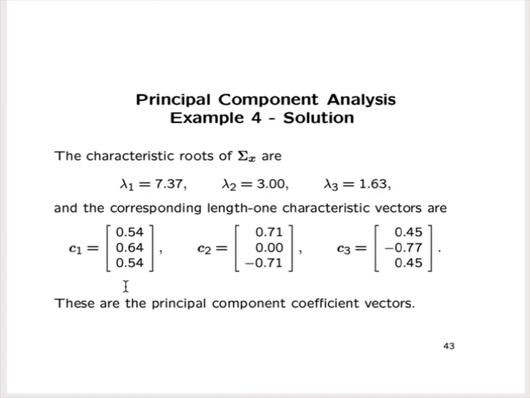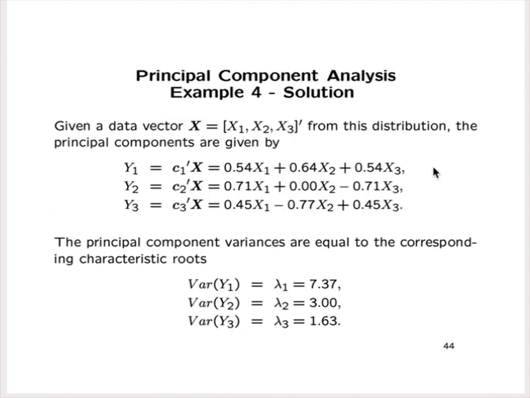The length 1 characteristic vector of cap sig corresponding to lambda 1 is C1. The one corresponding to lambda 2 is C2. And the one corresponding to lambda 3 is C3. And again, it's from these vectors that we get our coefficients for computing the principal components.